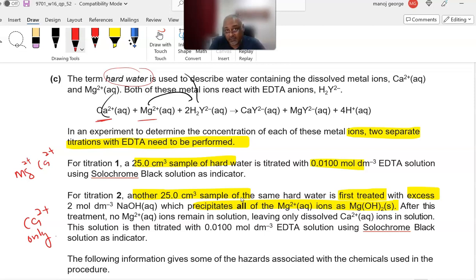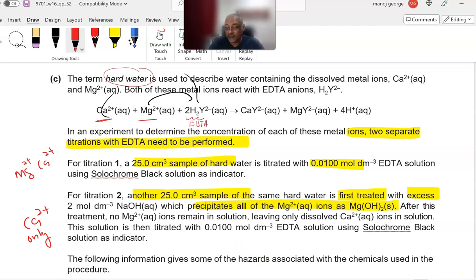Basically water becomes hard if it contains calcium ions and magnesium ions. And this is what's reacting with the EDTA, remember? If you look at the mole ratio here, I have 1 mole of calcium, 1 mole of magnesium, and 2 moles of the EDTA ion, which means that the relationship between calcium and EDTA is 1:1, and the relationship between magnesium and EDTA is 1:1. I hope you understood that. So basically each of these positive metal ions has a 1:1 relationship with the EDTA.